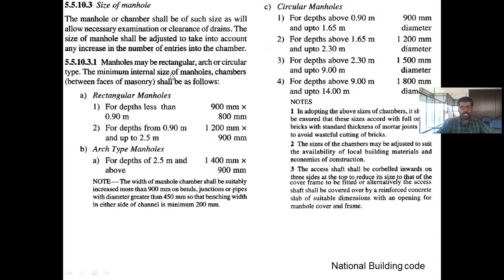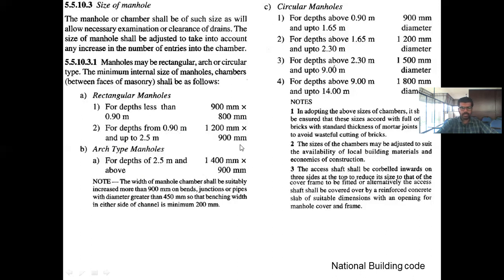The minimum internal size of manhole chambers between faces of manholes shall be as follows. For a rectangular manhole for depths less than 0.9 meter, it is 900 into 800 mm. This is by NBC only, National Building Code. For depths from 0.9 up to 2.5 meter, it is 1200 into 900. Arch type manholes for depths of 2.5 meter and above, it is 1400 into 900.